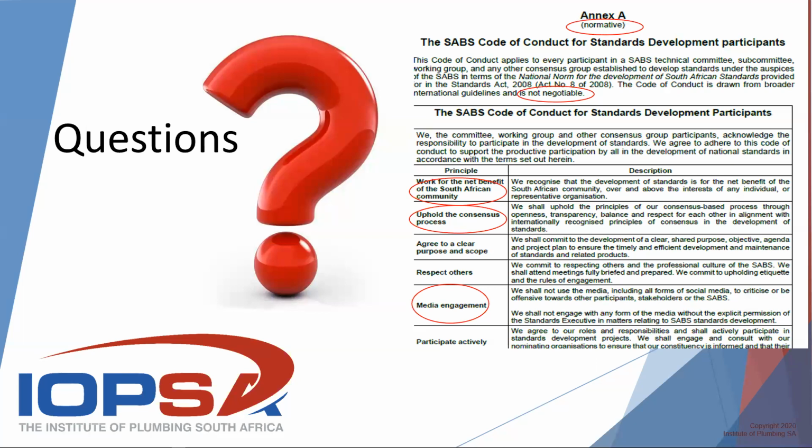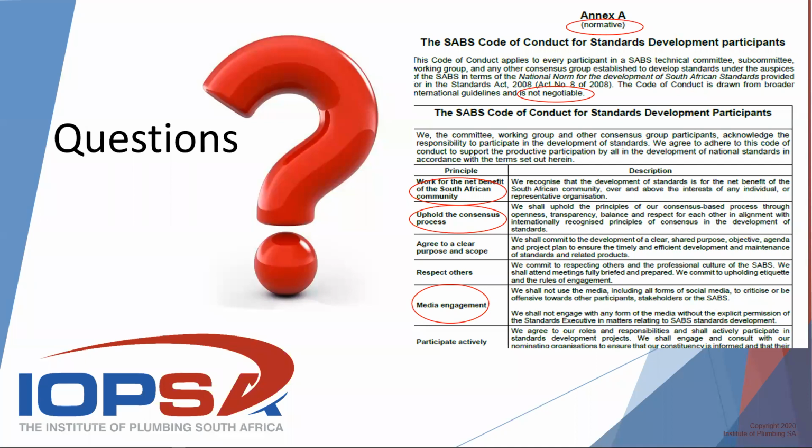Before we take some questions, I just want to reiterate that what you're seeing on the right-hand side is the SABS code of conduct that I've shared. On those little circles that I've drawn around certain words, the word normative means it's not negotiable. It's very clear in what can and can't be done at these TC meetings. That's the code of conduct that we need to adhere to when we partake in these sessions.